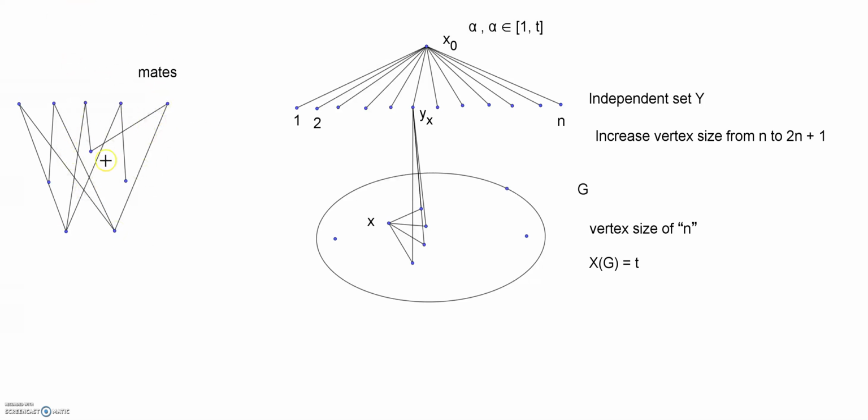But the concept of mates, walking through this, is just to further provide clarification for why this vertex in the independent set y is the mate of the vertex x. And again, it has to do with adjacency or lack thereof. The vertex x is not adjacent to this point y sub x, and y sub x is the mate. So this is part 1 of the Mycielski construction.